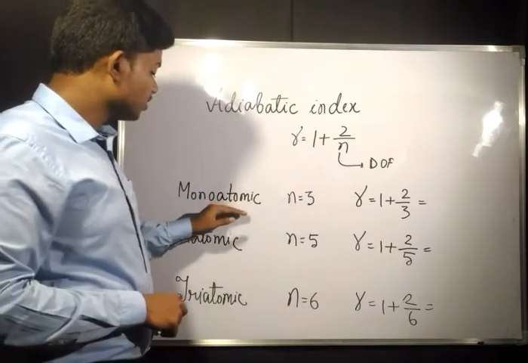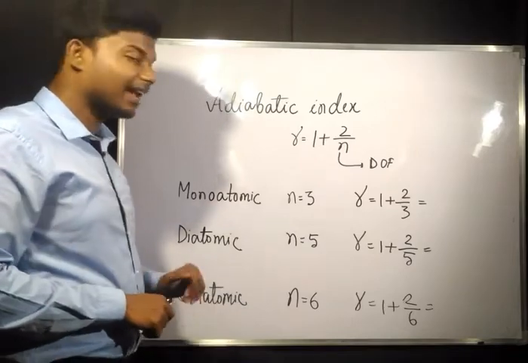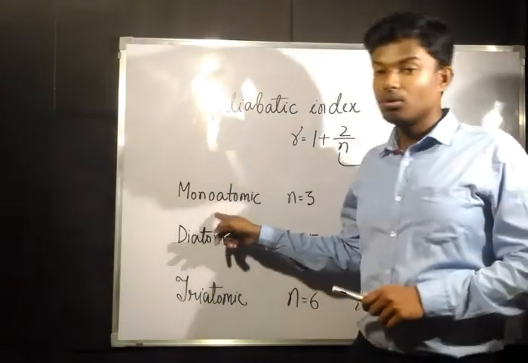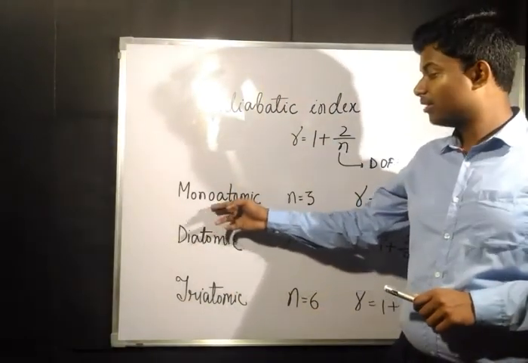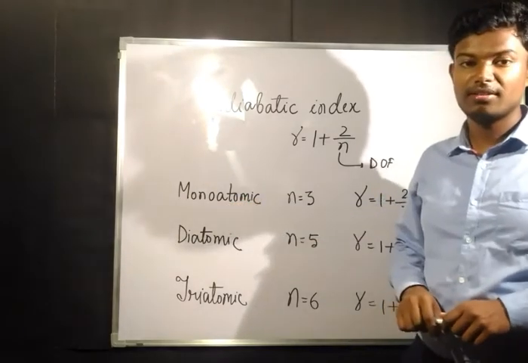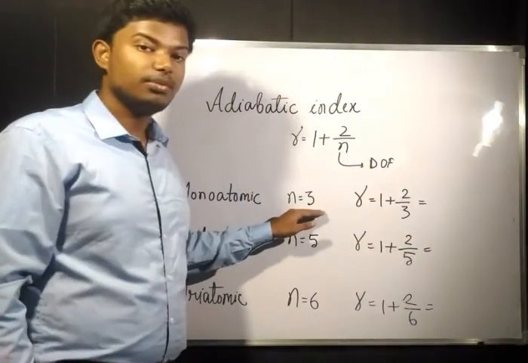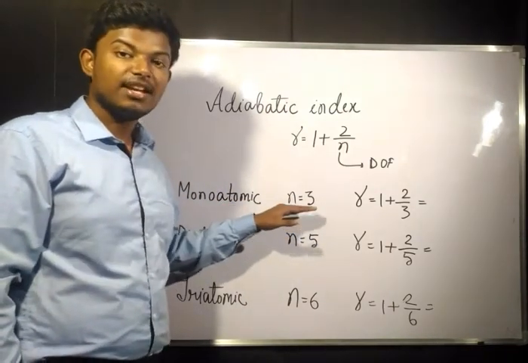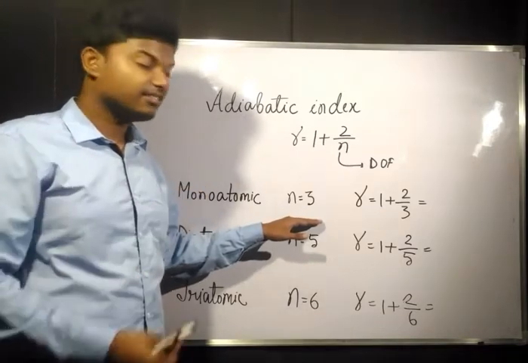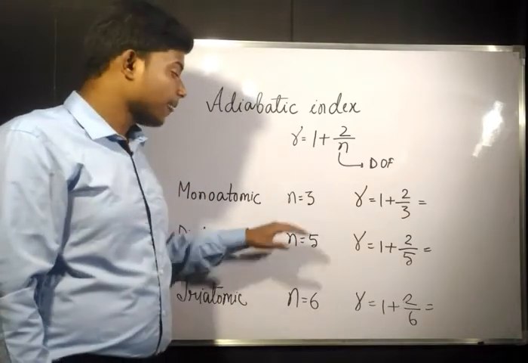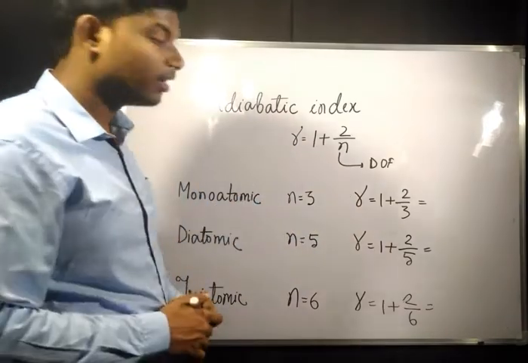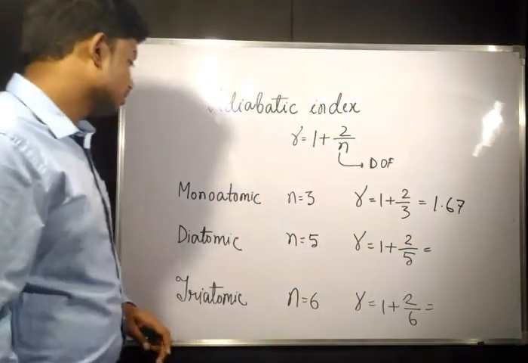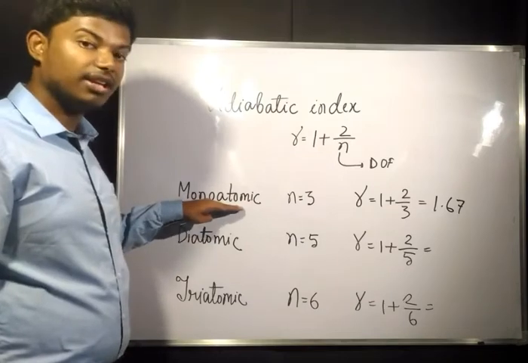Now there are gases like monoatomic, diatomic and triatomic. Monoatomic means the molecule contains one atom. Helium and argon are examples of monoatomic gases. For monoatomic gases, n is equal to 3. Experimentally they have found out that for monoatomic gases the degree of freedom of the molecules is 3. If we put this in the same relation, we will get a gamma value equal to 1.67. So remember that this is for helium and argon.